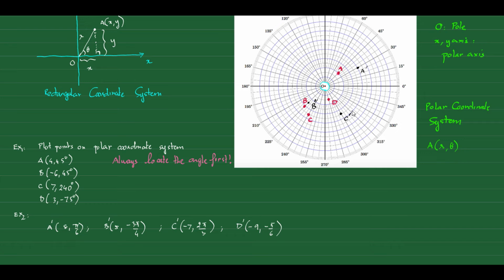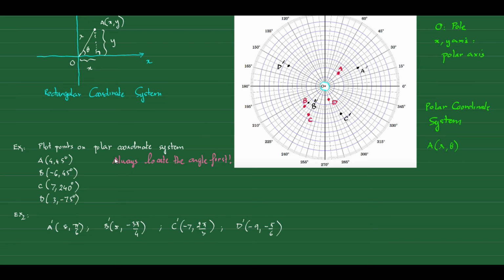And now negative pi over 6 will be this one, right? Pi over 3 is here. Negative pi over 6 is this way, and it will be negative 30 degrees. And if it were positive 9 it would be over here, but because it's negative 9 you have to do the other side. So we're going to go this way: 1, 2, 3, 4, 5, 6, 7, 8, 9. So right over here it will be D prime. So this is D prime.